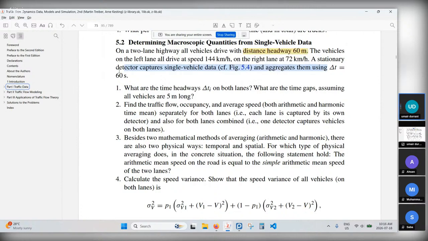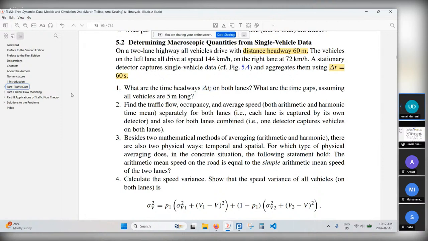And we are also told that the aggregation interval is 60 seconds. So the first question here says, what are the time headways delta ti on both lanes? And what are the time gaps, assuming all vehicles are 5 meters long? Because we are given the distance headway, it's not too difficult to estimate the time headways, also given that we have the equations for this.